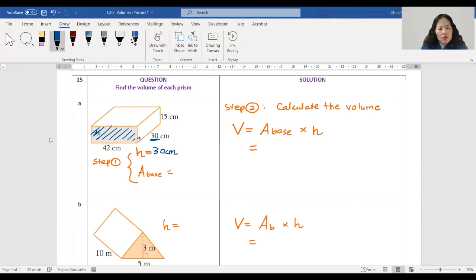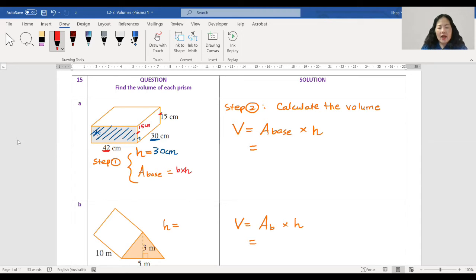One thing I've just noticed with my rectangle, the base, I've got 42 as one side. What's the other side? Because you need to have base times height, so you need to have 2 measurements. I only got 42 here. What's the other one? So what's this one? That's 15, isn't it? Okay, so I'm going to put 15 here.